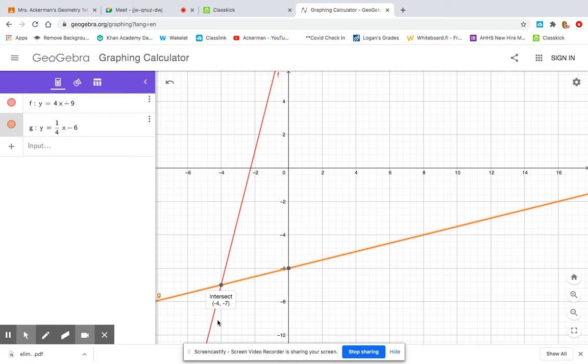Okay? So again, if we want to solve by graphing, just make sure that you put it into y equals mx plus b format. And then from there, you can just graph it on the calculator. And so you would get -4, -7. Okay? I'm going to do another video for the other ways.